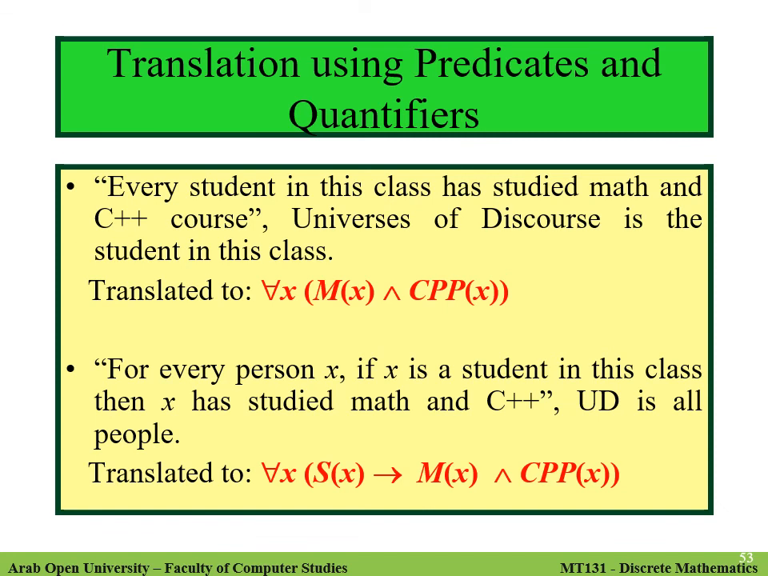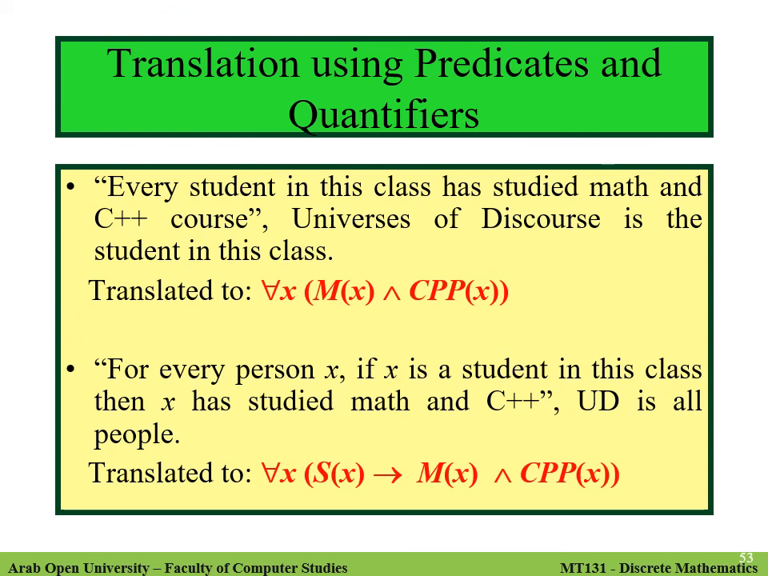So you can write this statement as, every means for all. So for all x, we know what x is. It is a student, and the domain is the set of all students. So for all x, M of x means the student has taken math, and C of x means the student has taken the course C++. For all students, all x, the x have taken math and taken C++.